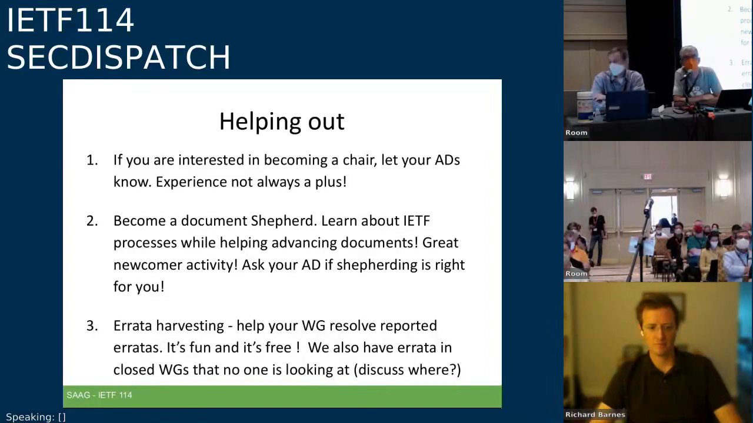Second, even better, if you're a newcomer and you really want to learn more about the process within the IETF, becoming a document shepherd is a really great way of learning more about the process. And in addition, you will help us because, unfortunately, because of the shortage of shepherds, we too often have chairs doing that work themselves, or document authors doing most of that work, instead of having an objective external person doing this work.